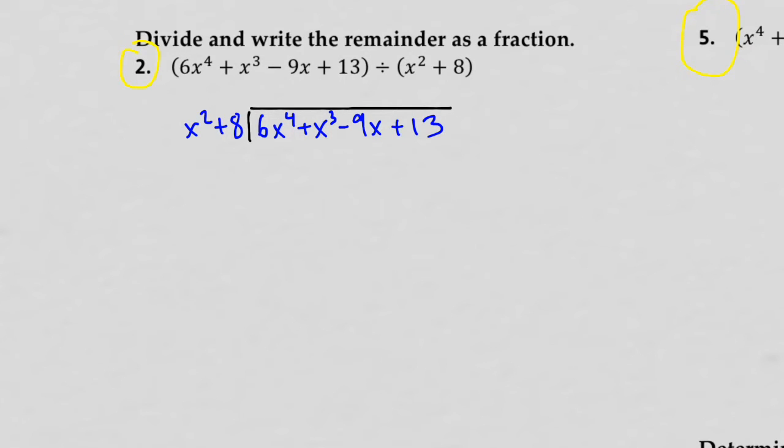Alright, and then we start checking, right? What you're doing is you're multiplying this times something that'll give you 6x to the 4th. Okay? So x squared times what gives me 6x to the 4th? And you should get 6x squared. And now multiply that 6x squared times both of these to see what you get, and you write them right here. Okay? So 6x squared times x squared is 6x to the 4th. 6x squared times 8 is 48x squared.